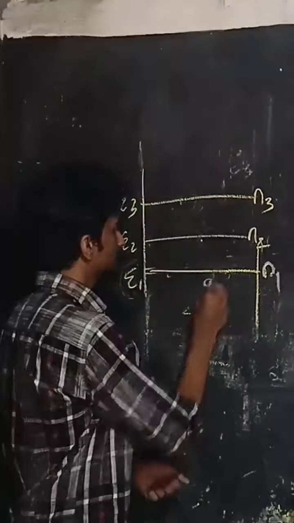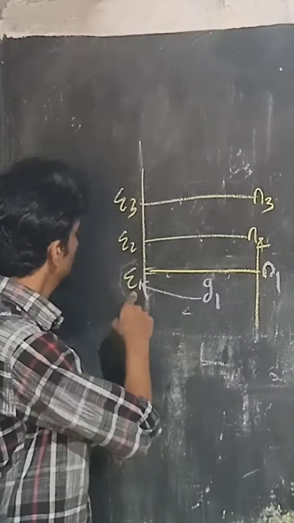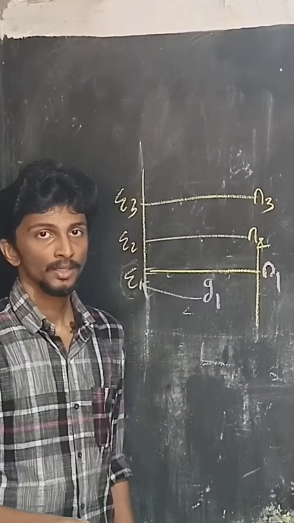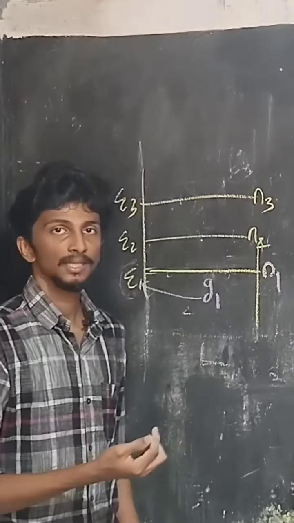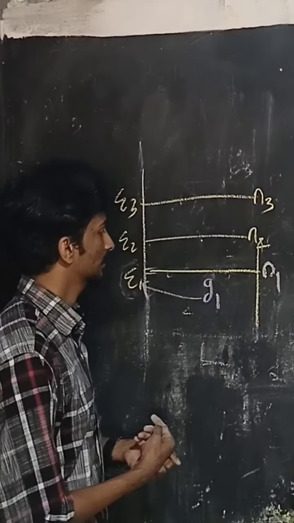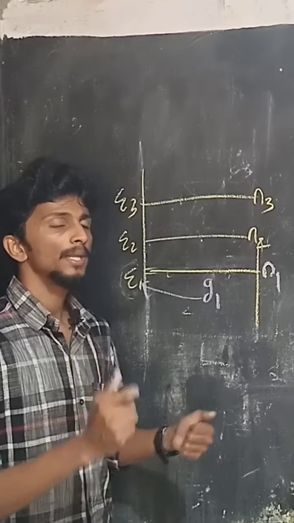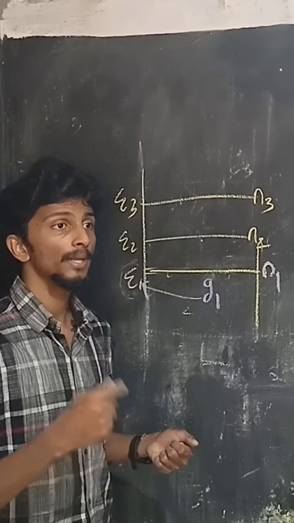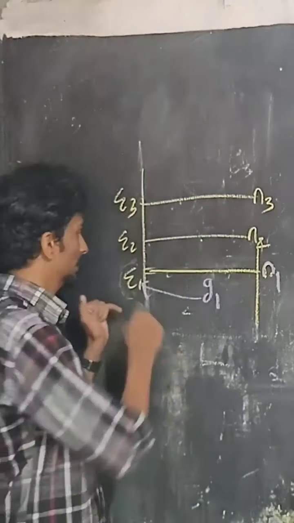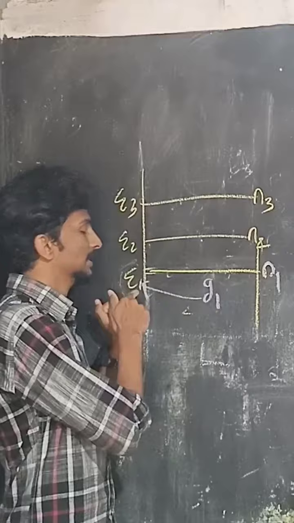Imagine that G1 states have this energy eigenvalue E1. That is, this eigenvalue E1 is G1 fold degenerate. You may have already studied degeneracy in your quantum mechanics classes. If not, degeneracy is simply how many states, or how many independent wave functions, have a particular energy eigenvalue E1. Here G1 independent wave functions have this energy eigenvalue E1.